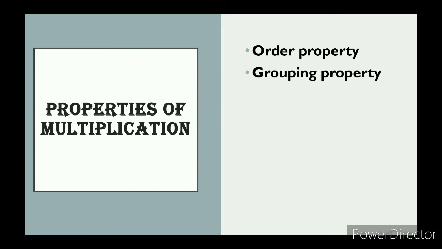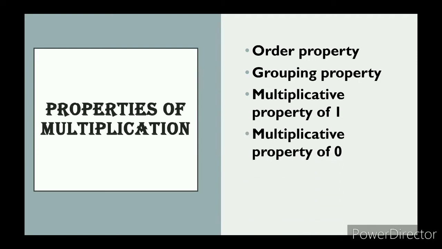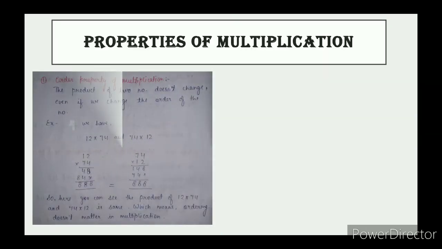Now let's talk about properties of multiplication. There are 5 types of property. First, order property, grouping property, multiplicative property of 1, multiplicative property of 0 and distributive property. Now let's see the first property, which is order property of multiplication. The product of two numbers doesn't change even if we change the order of the numbers.